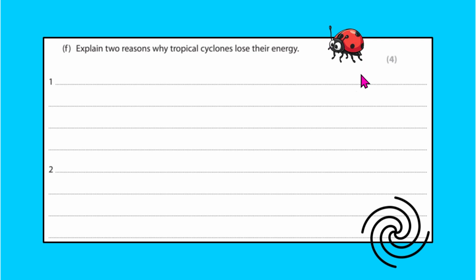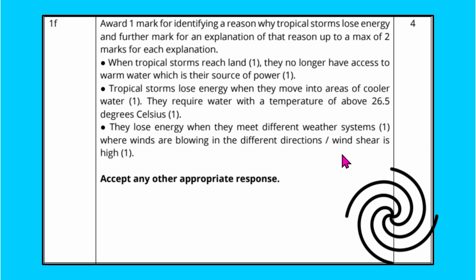So, box the command word, explain. I'd underline reason, cyclone, lose energy. So really, if we condense it, why do cyclones lose energy? And then we glance at the marks, it's a 4 marker, and we see here it's 2. So it's going to be one reason is because, another reason is because.